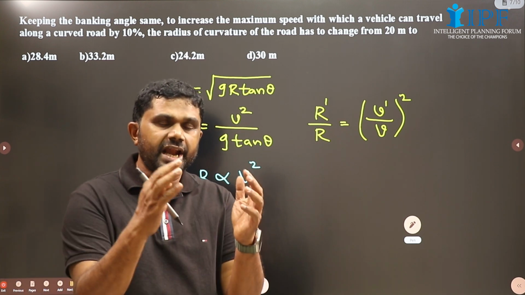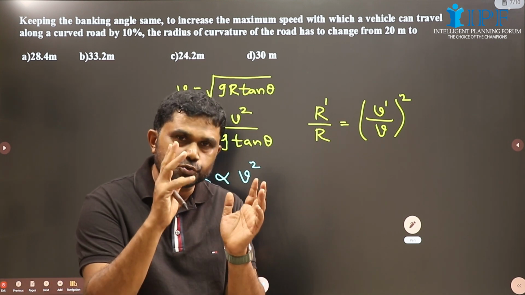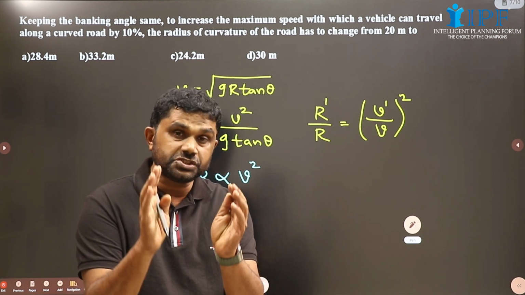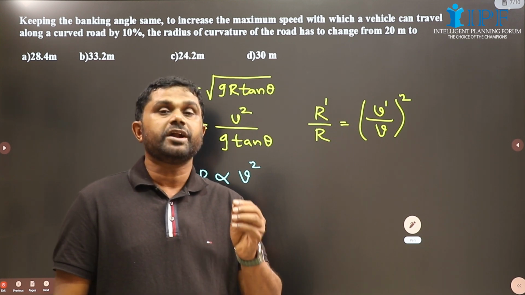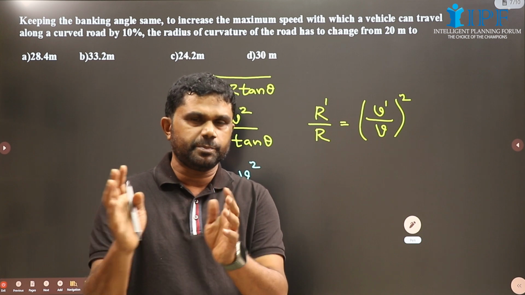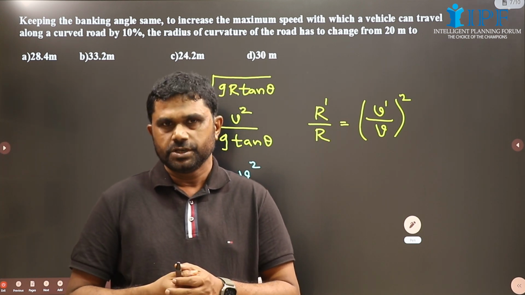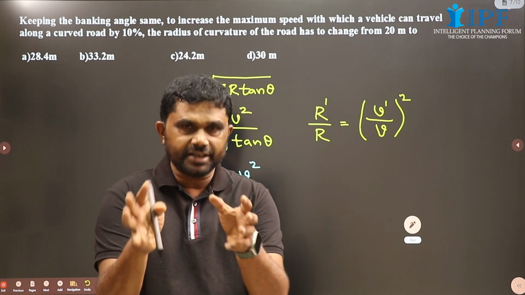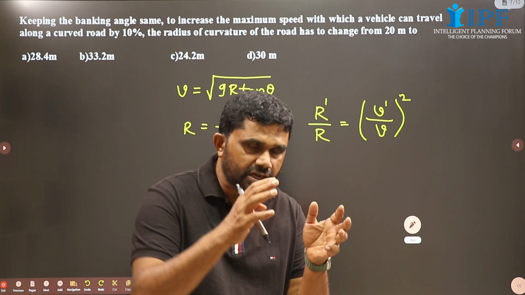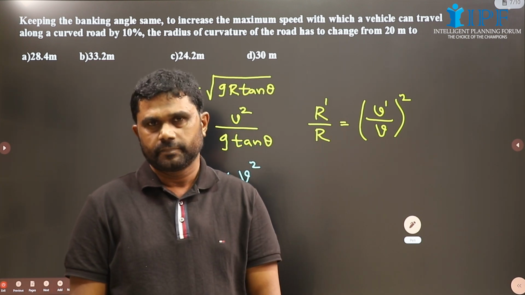Now original radius is 100%, that is 1r. 200% radius means it is 2r. 150% means 1.5r. Always original is 100%. 120% radius means 1.2r. 80% of radius means it is 0.8r. So in order to convert percentage to fraction, you have to divide by 100. In order to convert fraction to percentage, you have to multiply with 100.